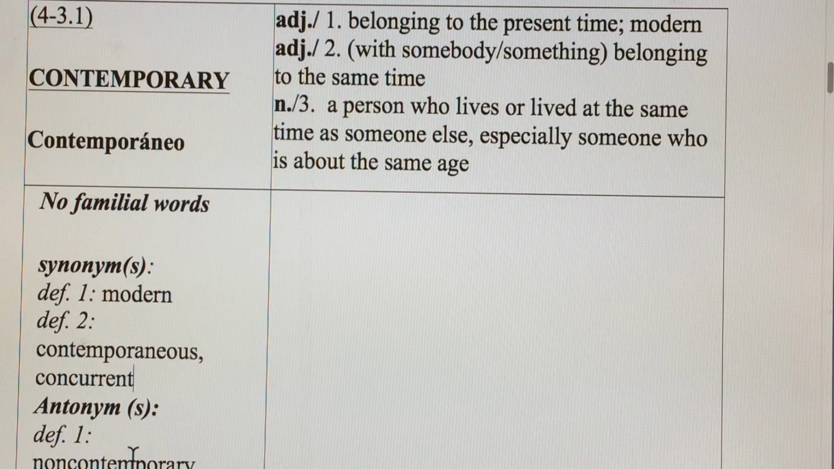Okay? If you got this one wrong on your reassessment, please be sure to write an original sentence using contemporary as an adjective or a noun and include an illustration on a separate flashcard.